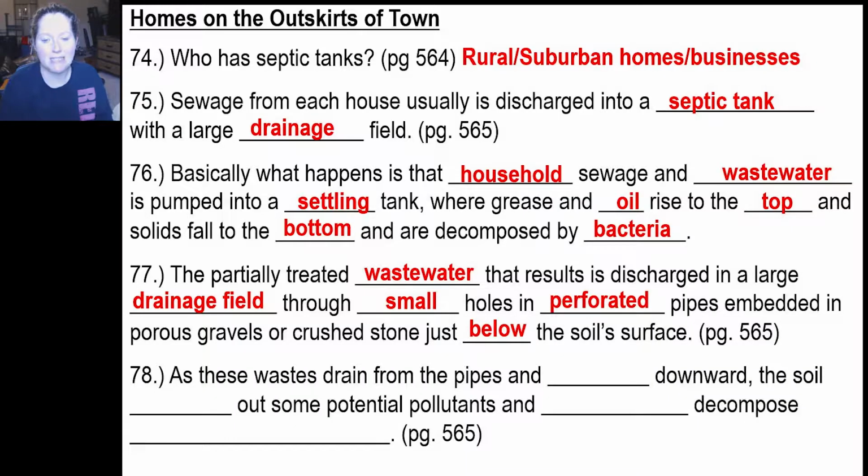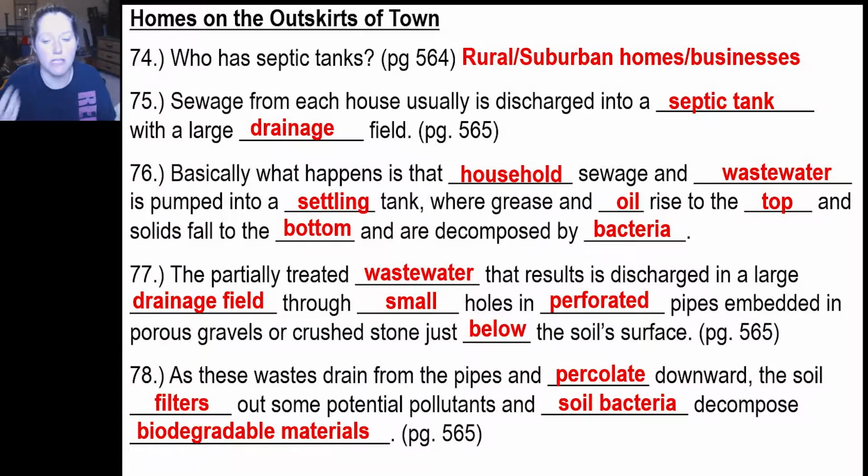Number 78, as these wastes drain from the pipes and percolate downward, the soil is going to filter out some of the potential pollutants, and it's going to decompose biodegradable materials. And who's decomposing it? Who lives in the soil? It's going to be bacteria. Very good. So let's talk about septic tanks a little bit more.